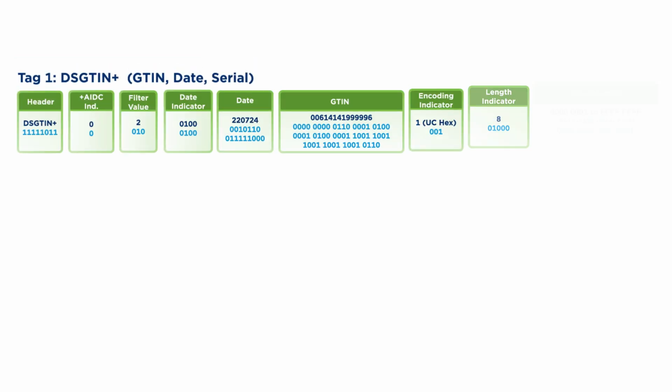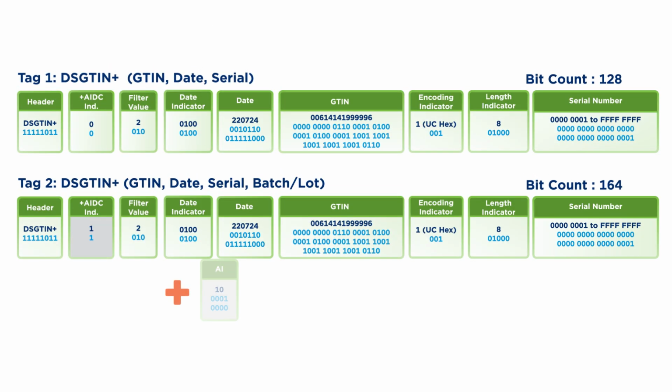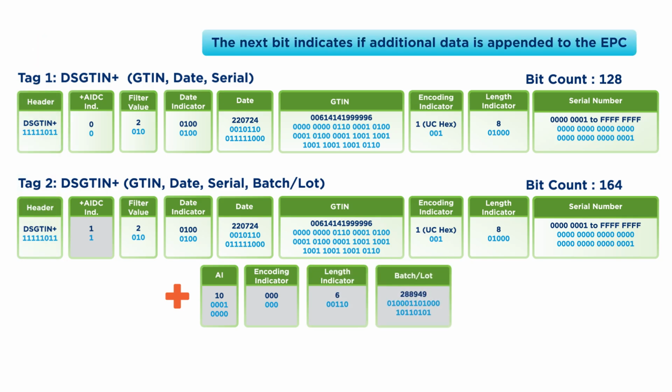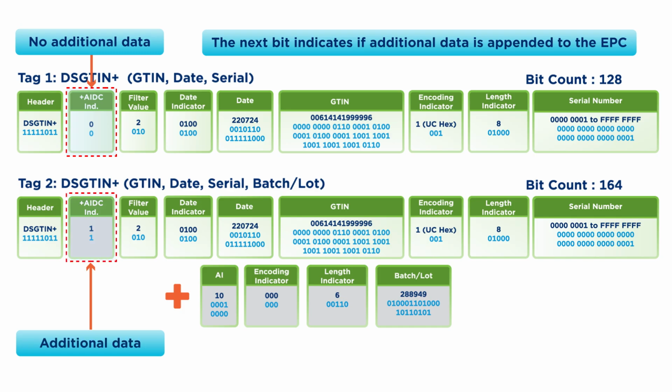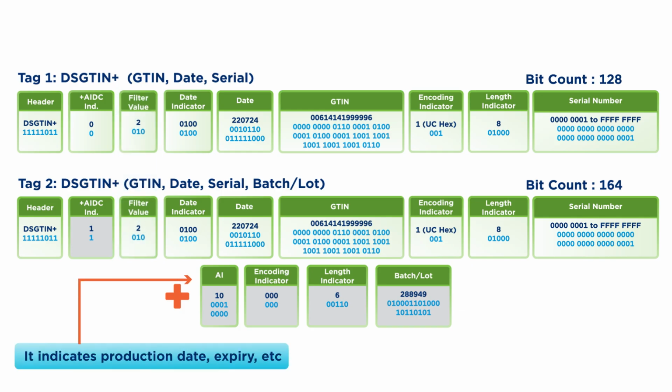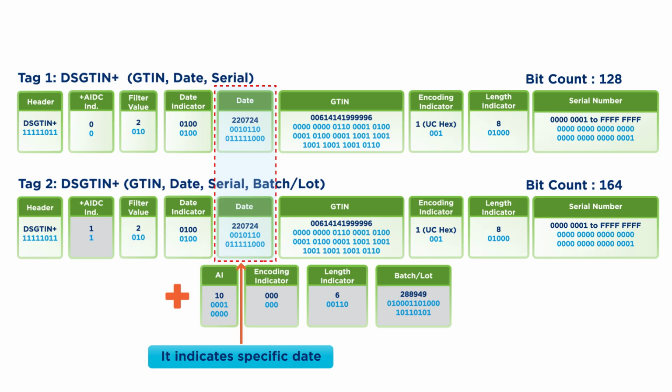Here we see 2 examples of the DSG-10+ encoding. The first 8 bits describe the encoding. The next bit indicates if additional data is appended to the EPC. In the top example, there is no additional data, and below we see that additional data, the batch lot, is appended. The filter value follows in this example, indicating a carton. Next, the date indicator specifies what kind of date follows, such as a production date, expiry, etc. The specific date value then follows.